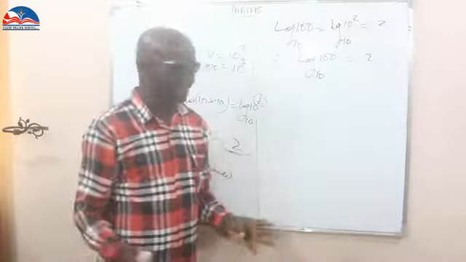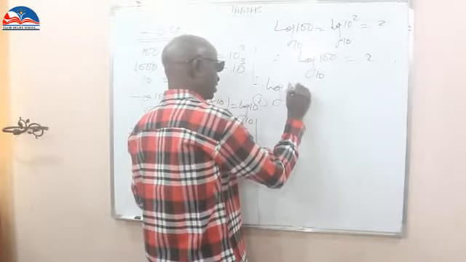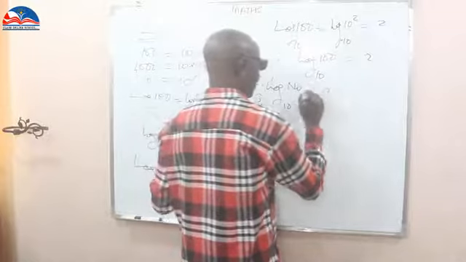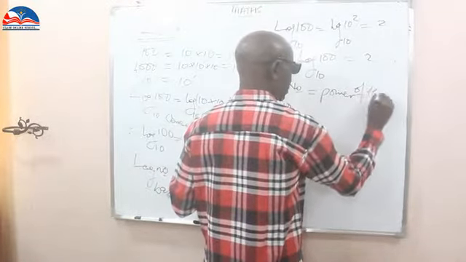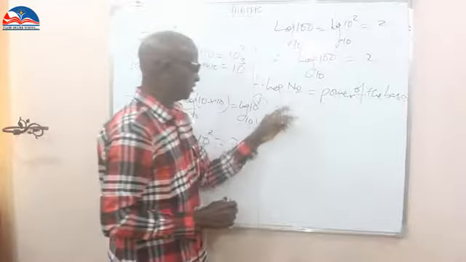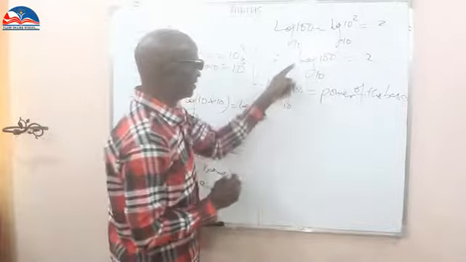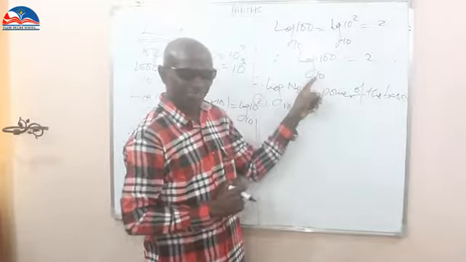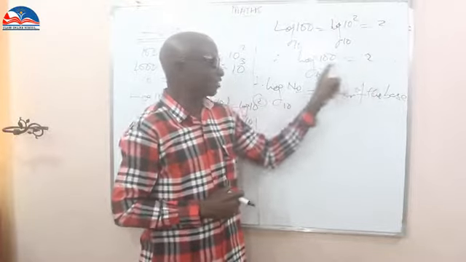Put it plainly, you can say the log of a number in a base equals the power of the base. Log of a number in base 10 equals the power of that base. That is why log of 100 in base 10 gives me the power of 10 that gives me this 100: 10 to the power 2.